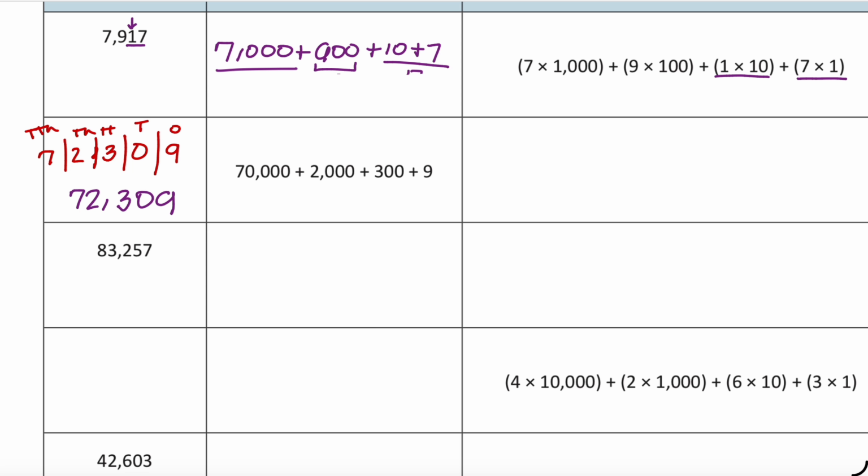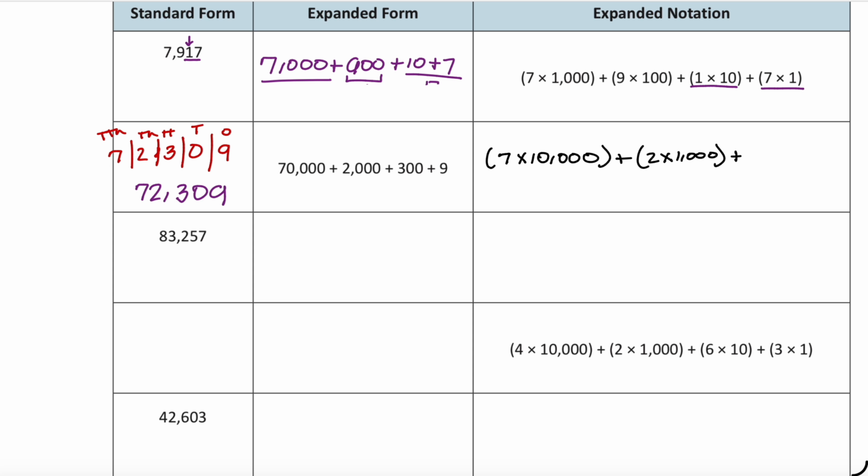So what place is the 7 in? 7 is in the 10,000s place. So this is going to be 7 times 10,000 plus, what place is the 2 in? 2 times 1,000. Don't forget your parentheses. Plus, what place is the 3 in? 3 times 100 plus, we don't do the 0, but you can say 0 times 10 because it's still going to get you 0, plus 9 times 1.